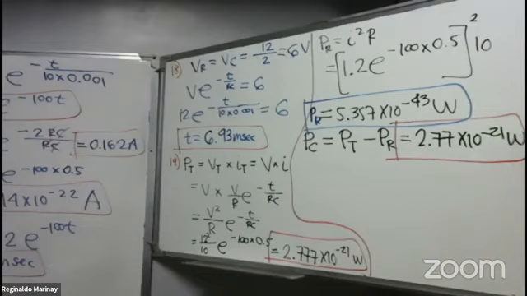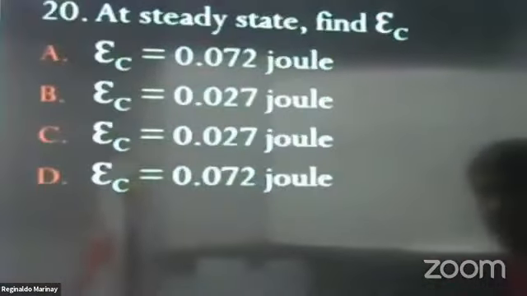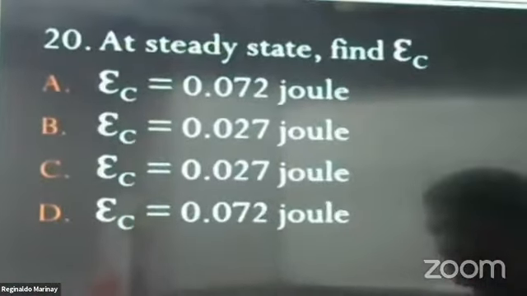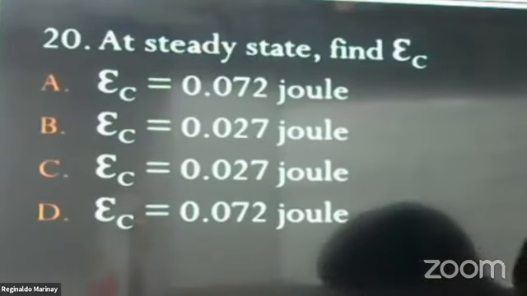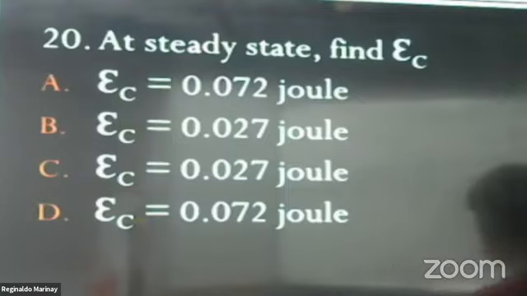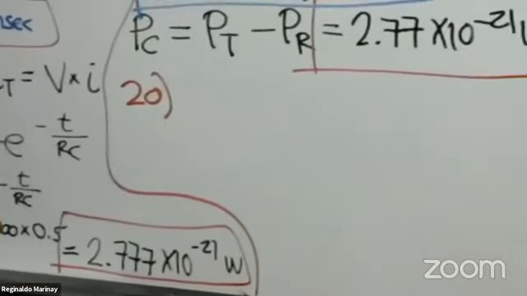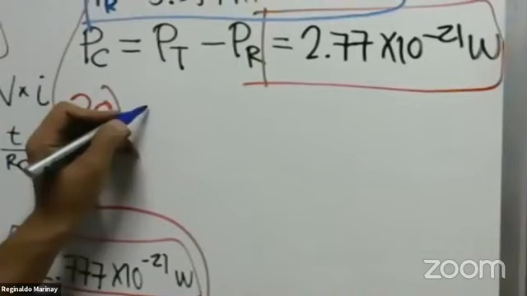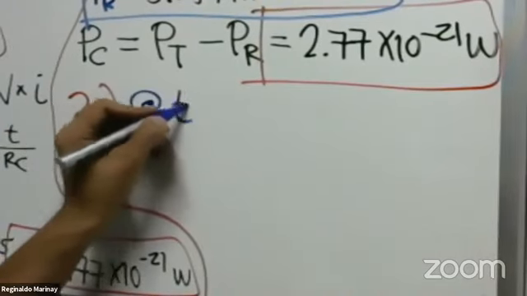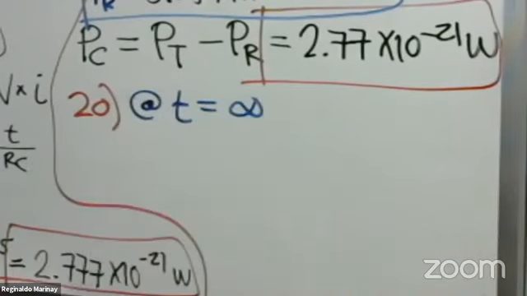Then let's go over to number 20, guys. Steady state. At steady state, find the energy at the capacitor. What is the energy at the capacitor? Okay, we will put it here. Number 20. If we mean at steady state, meaning that time is equal to infinity. Always, if we mean infinity, that is a steady state condition.